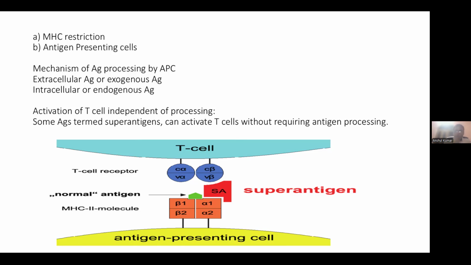So here they do not follow the classical antigen presenting pathway through which T cells are activated. They directly bind to the external surface of MHC class II molecules of antigen presenting cells and to the external site of T cell receptors. So this is the basic difference between the exogenous, endogenous and super antigens.